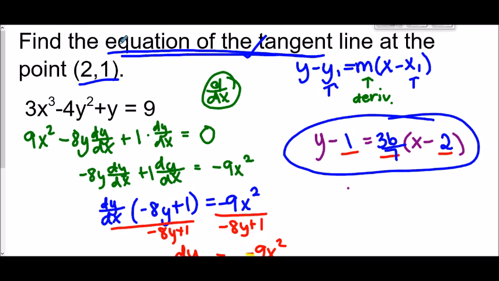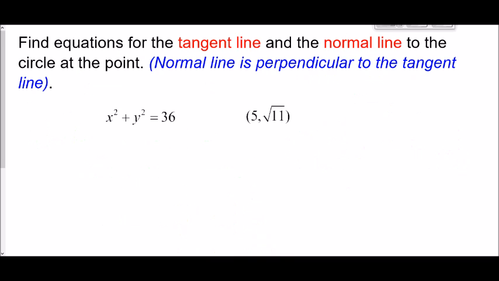Okay, so let's look at our next example. A little bit of a different problem. This example looks a little bit different than what we've seen before, so carefully read the instructions. It says find equations for the tangent line and the normal line to the tangent line at the point. Okay, so our normal line is perpendicular to the tangent line.